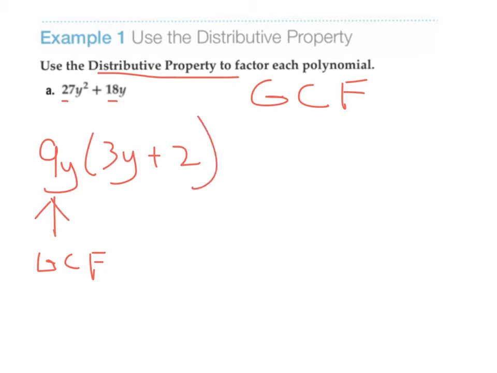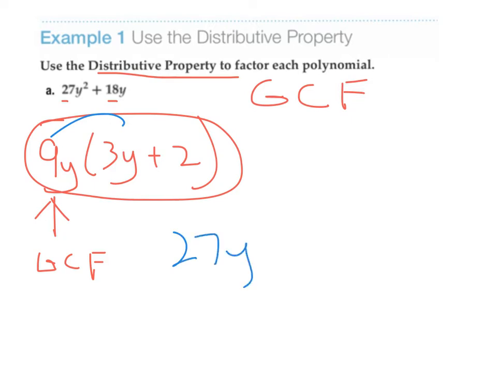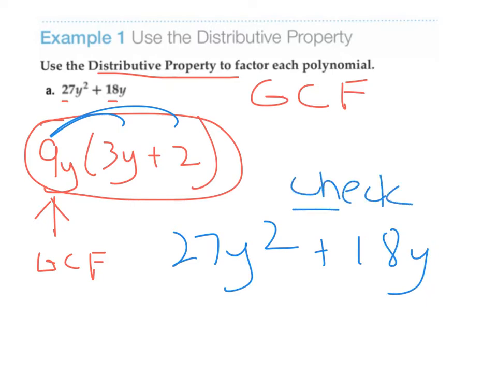So what we end up with is basically a distributive property problem that we could then check. If I wanted to check by multiplying 9 times 3y, which would be 27y squared, and 9 times 2, which would give me 18y. If I get the same thing that I started with, here's my check, then I know I've factored correctly. So what's circled in red is the factoring problem.